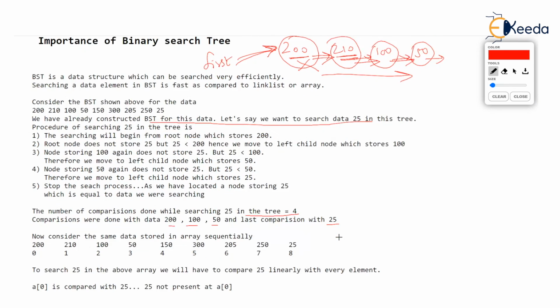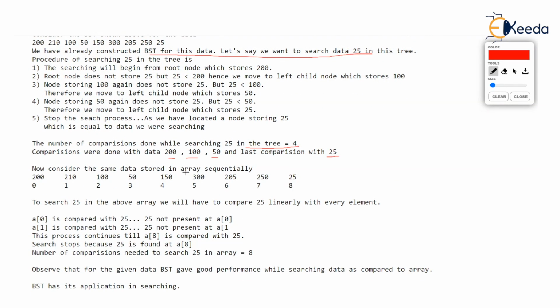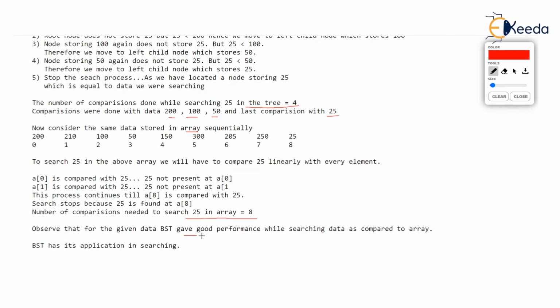But now imagine that we have stored the data in an array sequentially, and we are asked to search 25. Then we will ask this person, are you 25? No. Then ask the next person, are you 25? No. Keep doing this till somebody says I am 25. But then it will be too late. Lot of comparisons, isn't it? You can count the number of comparisons for searching 25 in this array will be 8. Well, 4 comparisons in a binary tree versus 8 in an array is a lot of improvement, isn't it? So observe that a binary search tree gives a very good performance in searching the data as compared to an array.